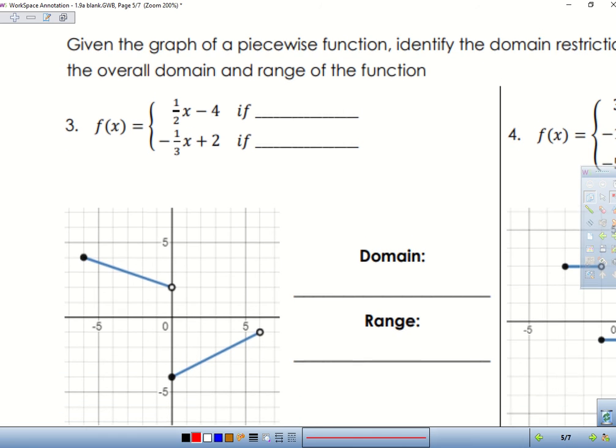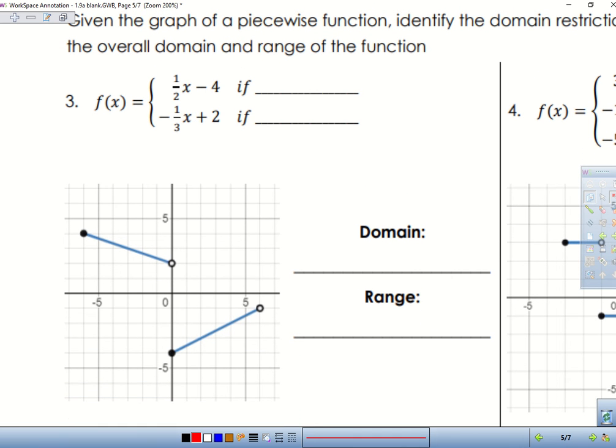So given the piecewise functions, identify the domain restrictions and then the overall domain and range. So we're going to do the specific pieces and then we're going to do the whole thing together. So be very careful because they won't always put this in chronological order, and they do this intentionally to make sure you interpret the graph correctly.